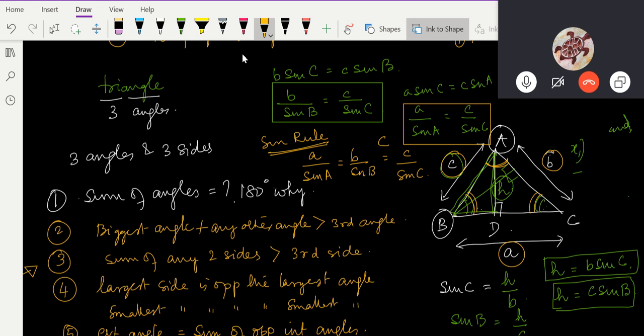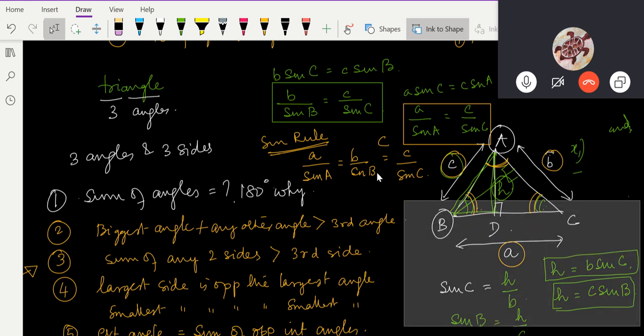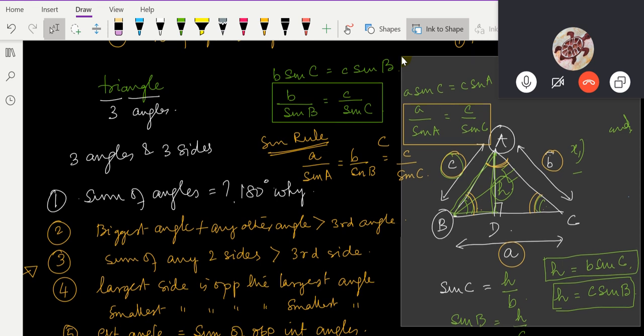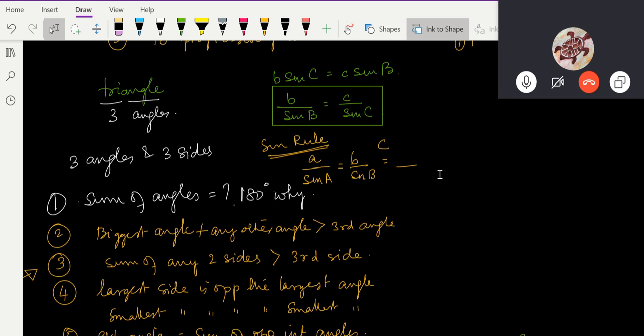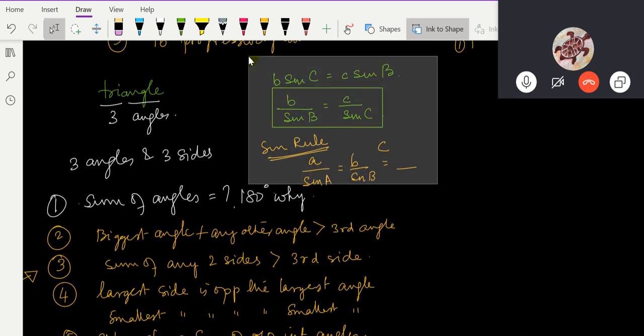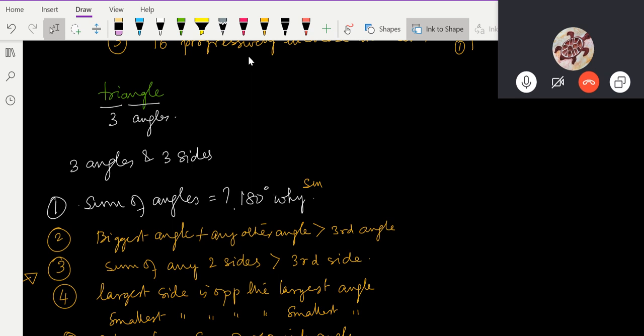Sir, sine is basically the opposite over the hypotenuse. Yes. Sine of any angle in a right angle triangle is the opposite side over the hypotenuse. Good that you reminded me. I will tell you a very simple alliteration to remember this. And it goes like this.